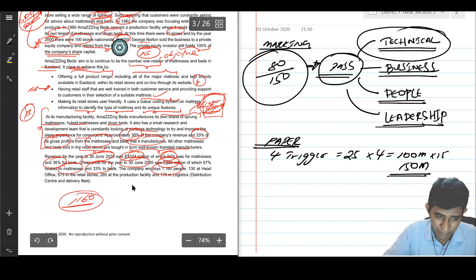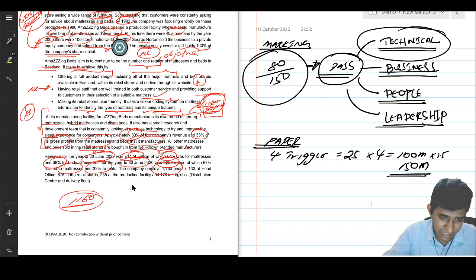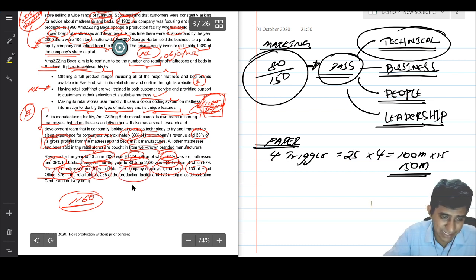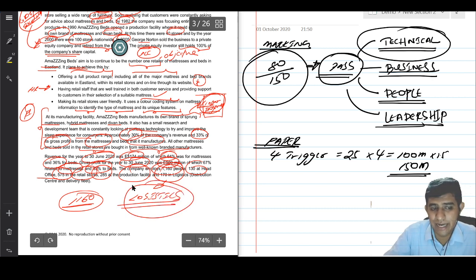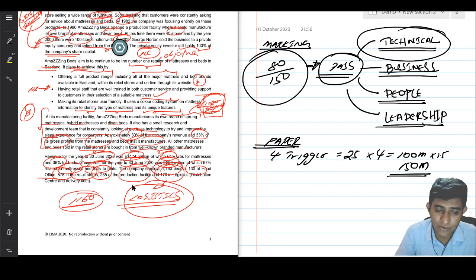It's a very big number, students, of which 130 employees are at office, 575 are in retail stores, 285 in the production facilities, and 170 in the logistics. So students, the new thing that you need to keep in mind is they do have logistics. They have their own logistics. Just keep that in mind, students, which is very important knowledge.